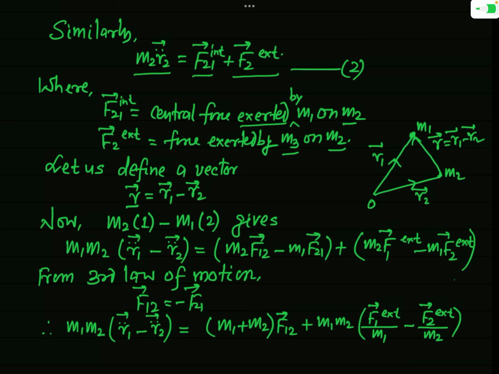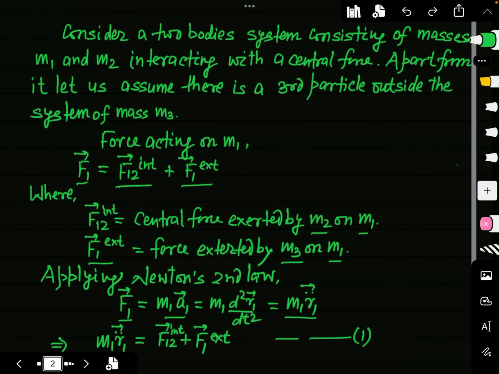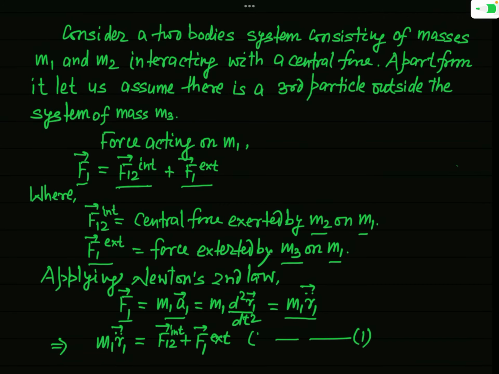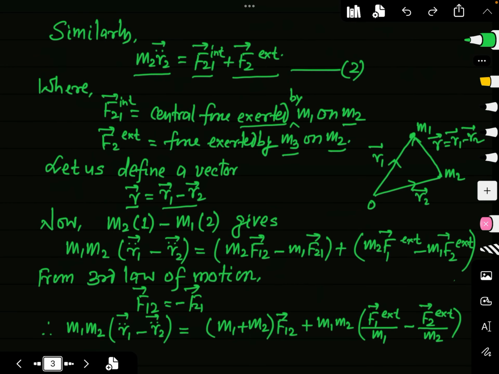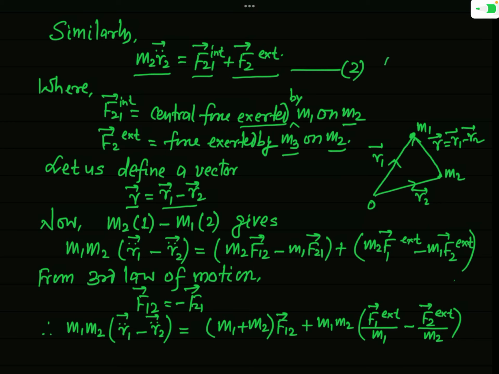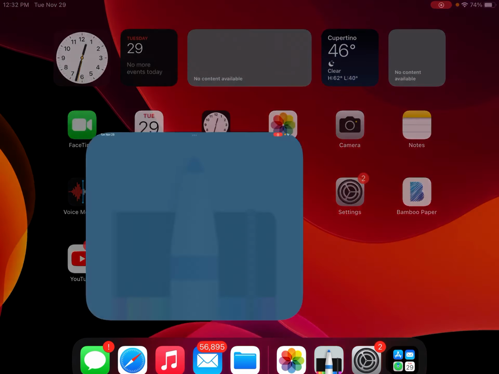So this R is defined by R1 minus R2. Now let us do a simple algebra. We simply multiply this equation 1, see here, this equation 1 is multiplied by, let us say, M2. And equation number 2 is multiplied by, let us say, M1.